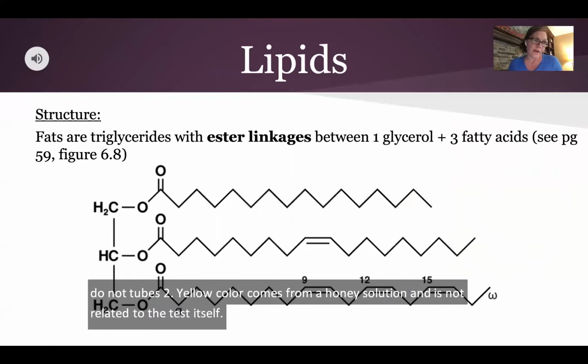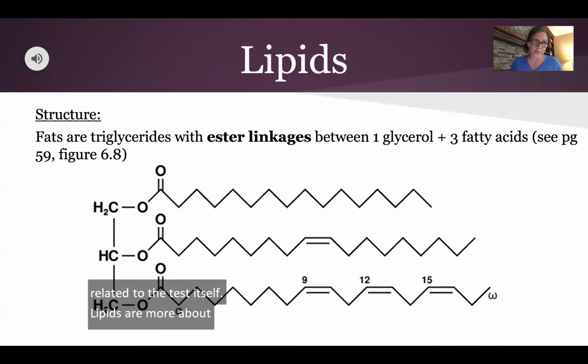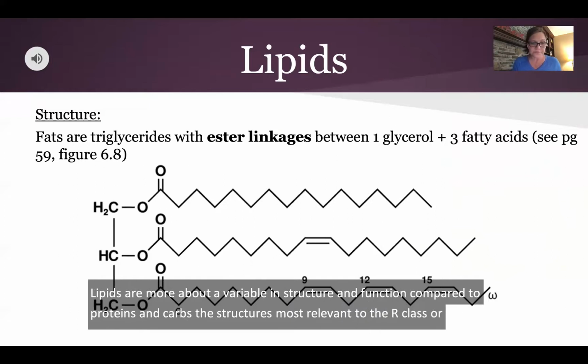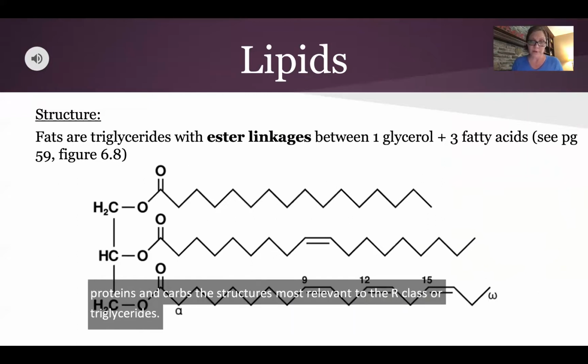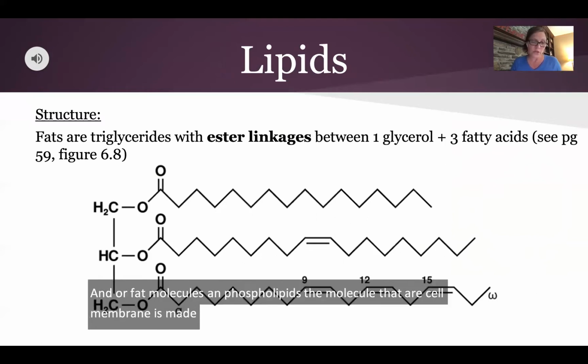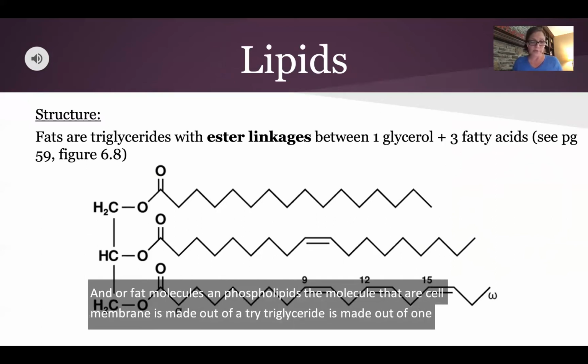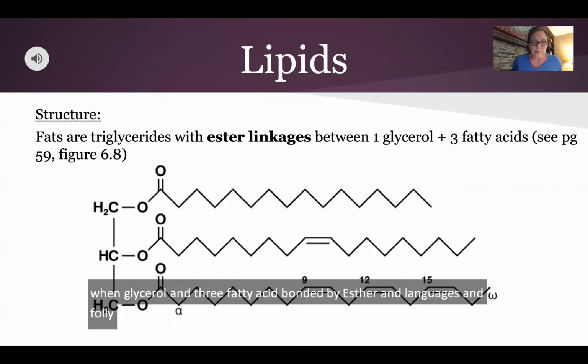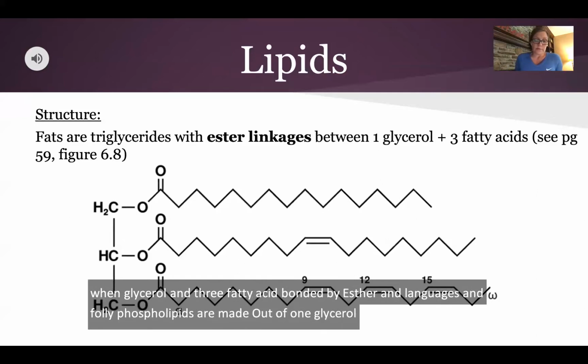Lipids are more variable in structure and function compared to proteins and carbs. The structures most relevant to our class are triglycerides, or fat molecules, and phospholipids, the molecule that our cell membrane is made out of. A triglyceride is made out of one glycerol and 3 fatty acids bonded by ester linkages, and phospholipids are made out of 1 glycerol, 2 fatty acids, and a phosphate group.